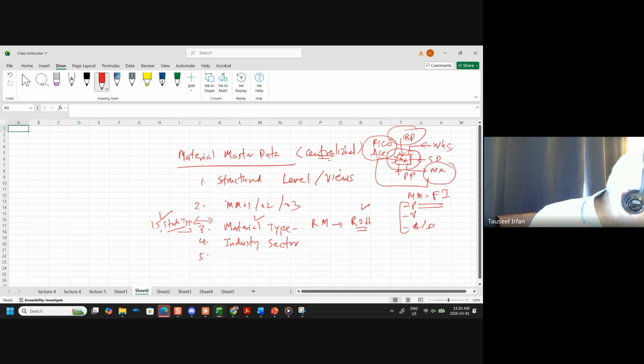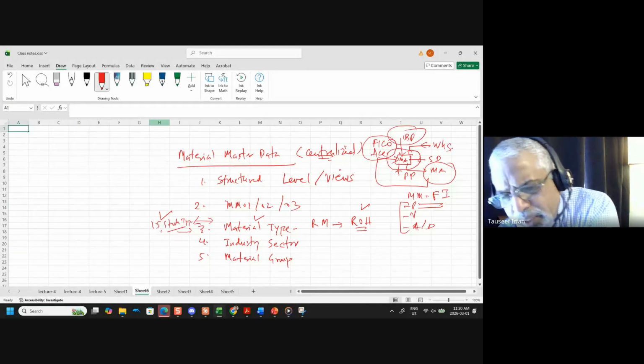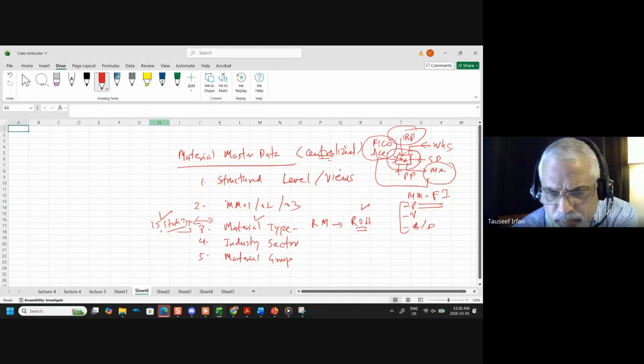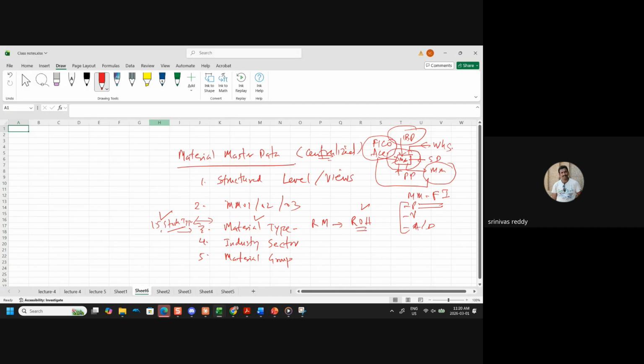What else do I have that is important here? Material group is very important. Material group. You remember that thing I told you about the purchasing group? Anybody remember purchasing group, Srinivas? In my organization structure class. What is purchasing group?